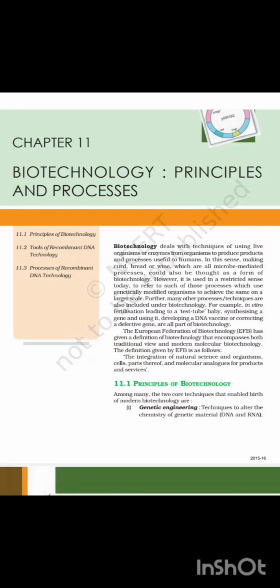Class 12, Chapter 11, Biotechnology Principles and Processes. Biotechnology deals with techniques of using live organisms or enzymes from organisms to produce products and processes useful to humans.